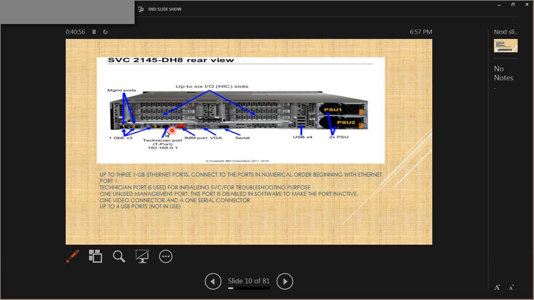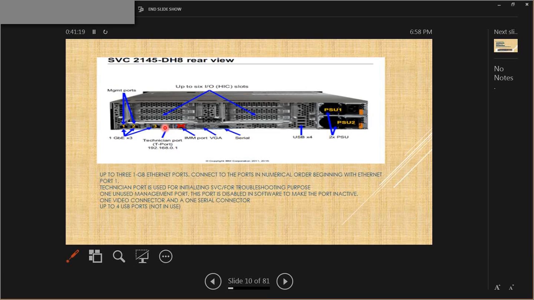But in case one node goes down, automatically the IP which you configured for this port gets transferred to another node. There are similar 3 ports available at the other node as well. So if this node goes down, that IP will get transferred to the other node of the same IO group, the same cluster concept.